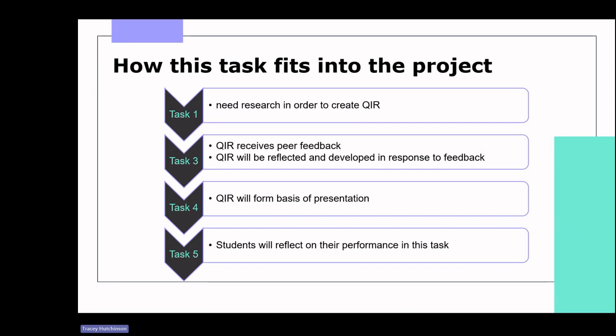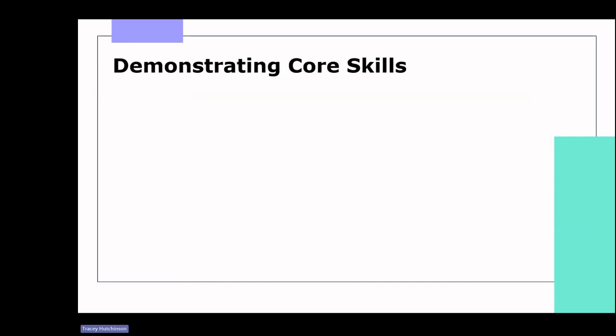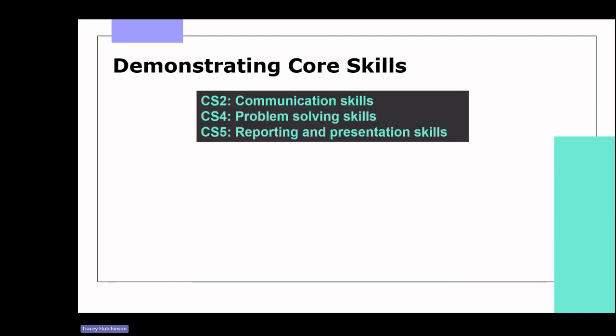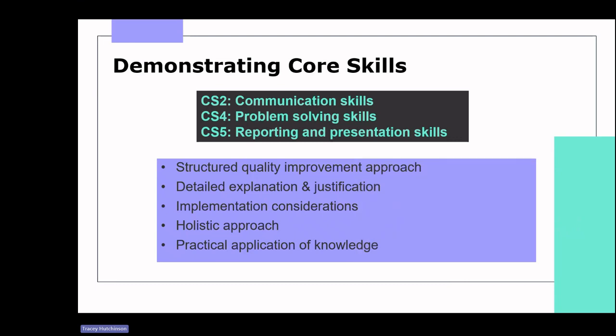And finally, in Task 5, students reflect on the overall performance in the project. This reflection encompasses the journey from Task 1 to 4, emphasising the importance of each preceding task in shaping the final outcome. Task 2 offers an opportunity to demonstrate various core skills, including communication, problem solving, and reporting and presentation skills. To demonstrate these core skills in this type of assessment, students should explore an effective structured quality improvement approach.